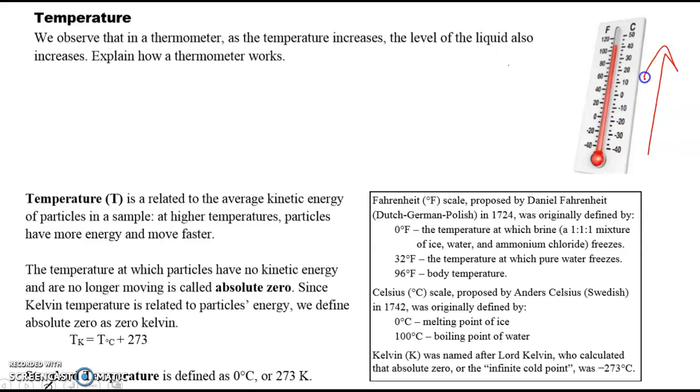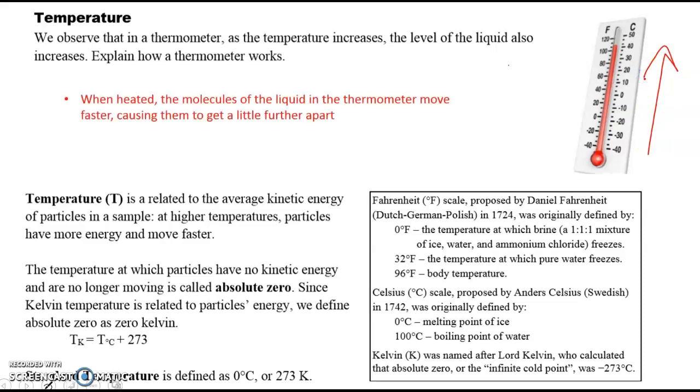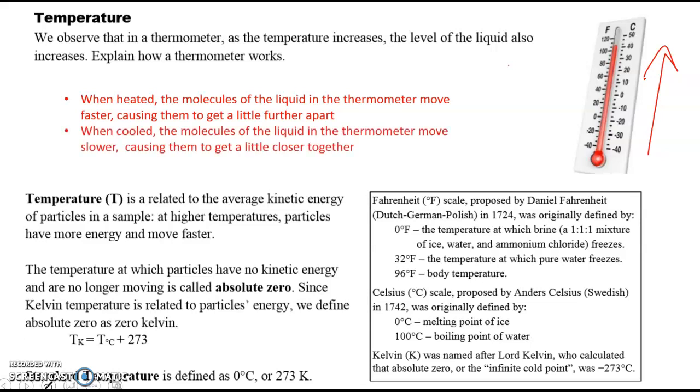And the reason the level goes up, just to run through this, is that the molecules of the liquid in the thermometer move faster and they start spreading out, expanding. So when they do that, they move up. When it's cooled, they contract and go a little closer.